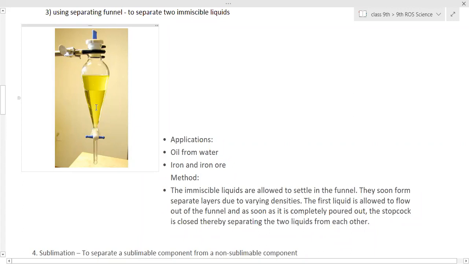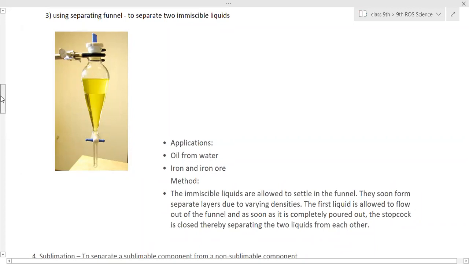So out of those liquids, the lower liquid will be transferred to the container and the upper liquid remains in this container. This way we can separate the two immiscible liquids.